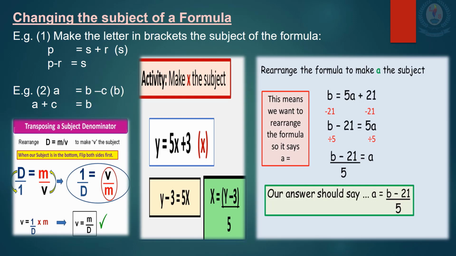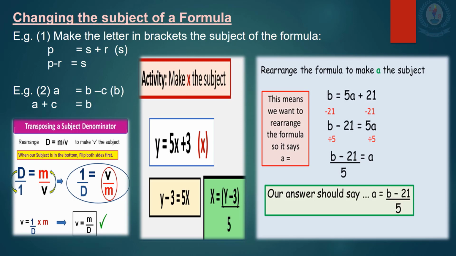Changing the subject of a formula. Make the letter in brackets the subject of the formula. P is equal to S plus R. Make S the subject of the formula. So keep S as the subject and take the other letters to the other side. P, then positive R. As in solving equations, change the sign. As it is positive R, make it negative R. P minus R is equal to S.